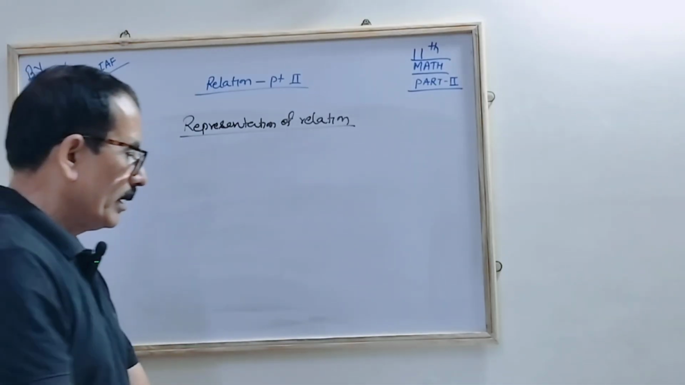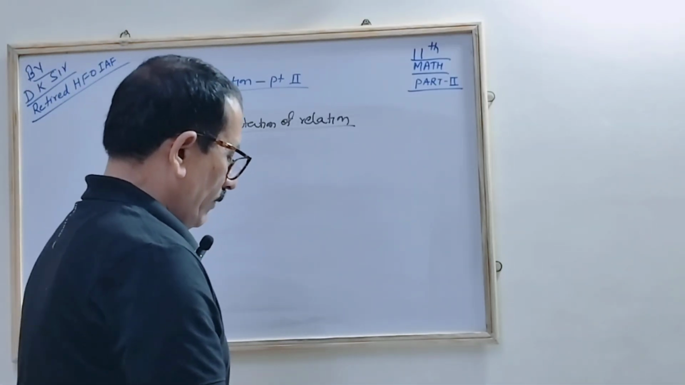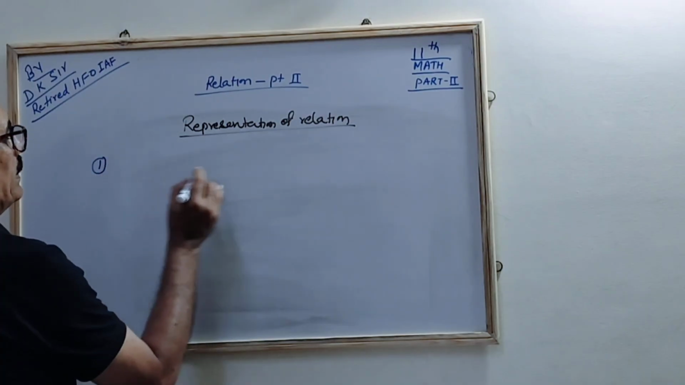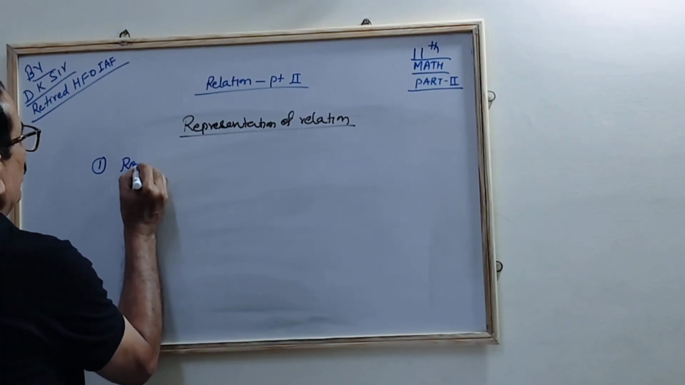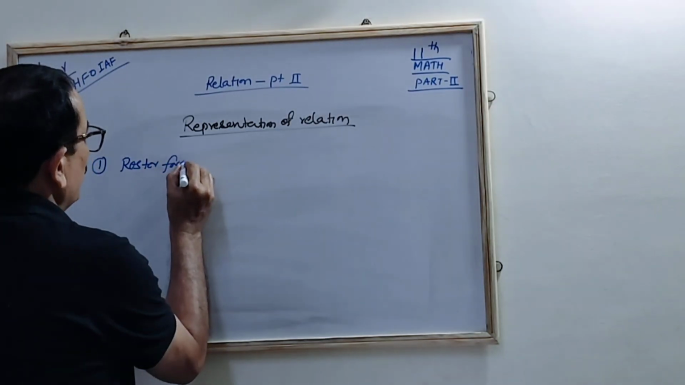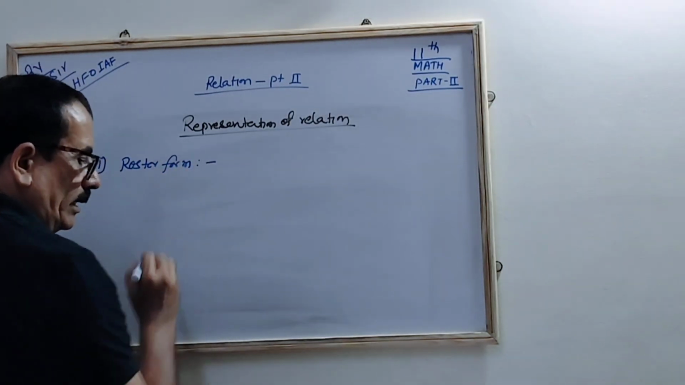Next, the first is a roster form. The first way of representing the relation is the roster way, correct? That is a roster form. We all are aware of what the roster form is.